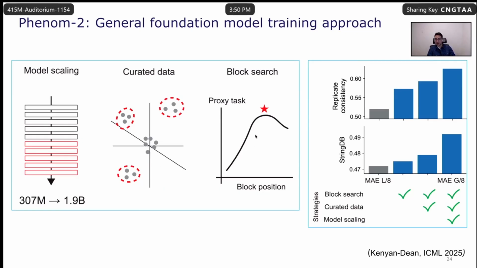And the other key insight we had is the final layer of the encoder doesn't necessarily have the best feature space for the downstream tasks. So we came up with some methods to find which layer from the encoder actually had the best performance downstream. The plot here on the right shows how each one of those contributions contributed to the performance across both metrics.